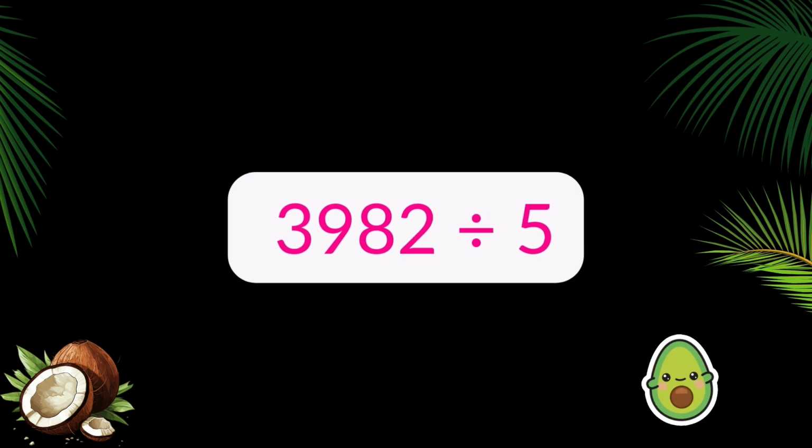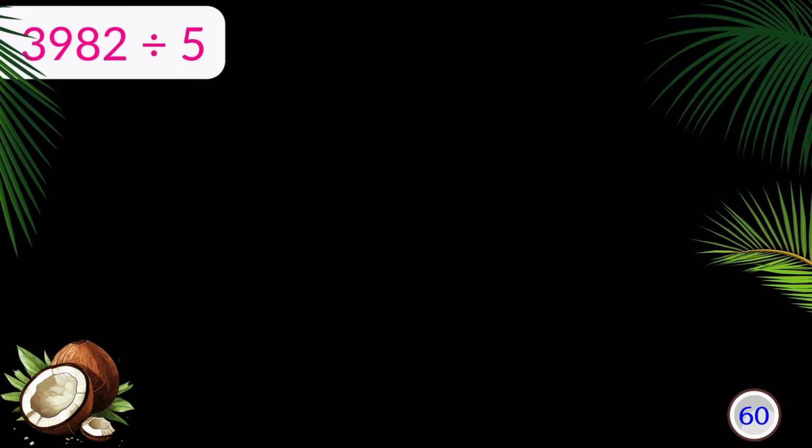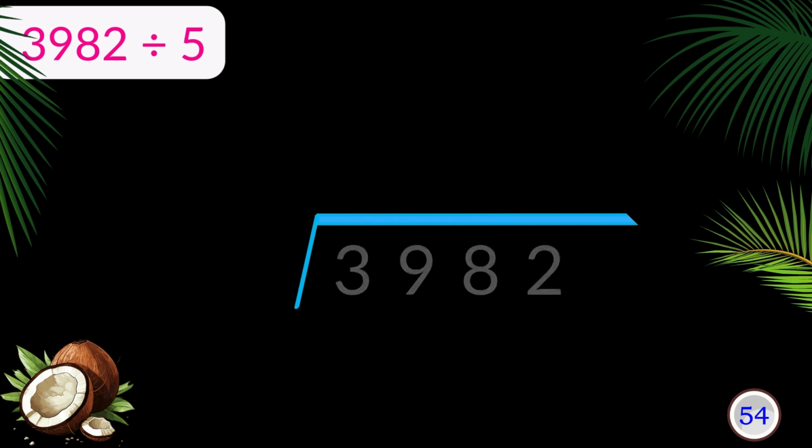Next up, 3,982 divided by 5. Ready? Count with me. 1, 2, 3. Go! Draw the division house. 3,982 goes inside. 5 stays outside.